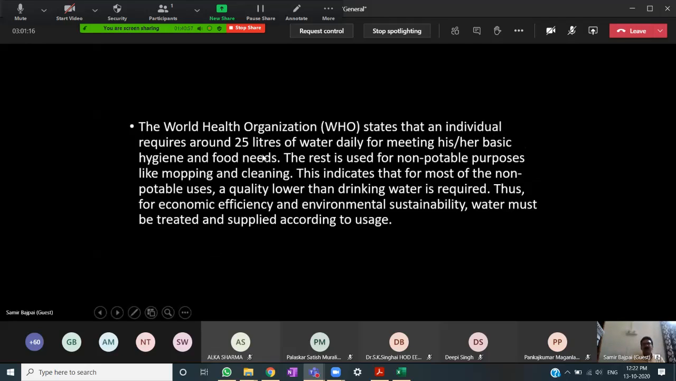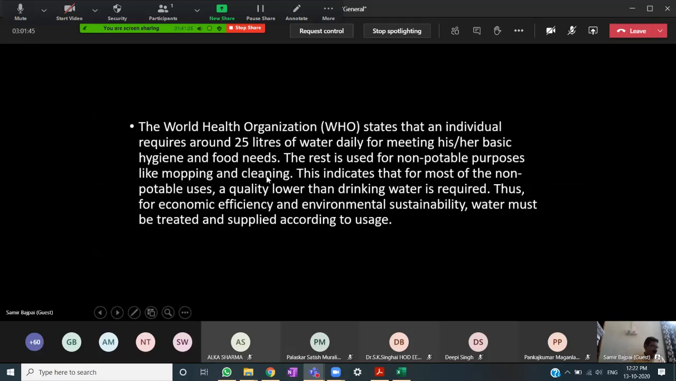WHO says that an individual requires a minimum of 25 liters of water daily for meeting basic hygiene and food needs. Minimum 25 liters you need. The rest is used for non-potable purposes like mopping and cleaning. What are we doing now? 135 liters per person per day. Normally, the schemes we design now, we design for 135 liters per person per day. Out of that 135 liters, 25 is actually required for drinking water quality. The rest is all for other uses where you don't require drinking water quality.